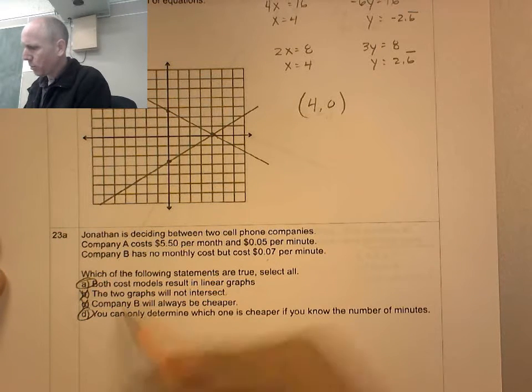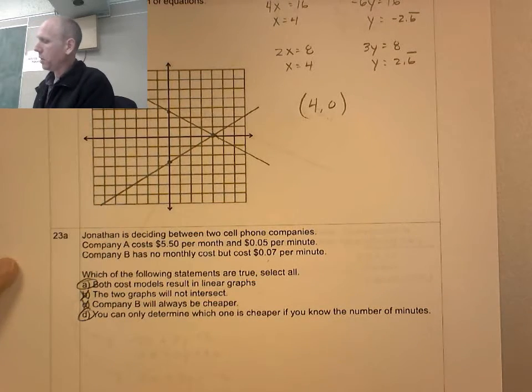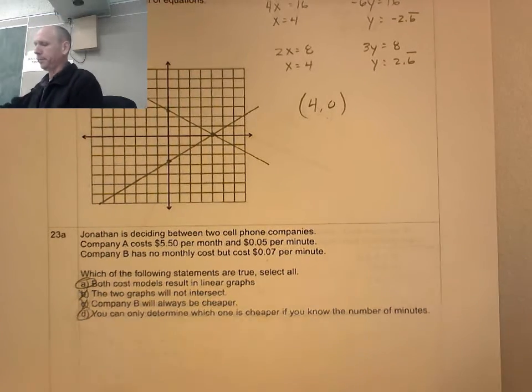Company B will always be cheaper. I don't know. It depends on how much you talk. You can only determine if you know the number of minutes. Okay.